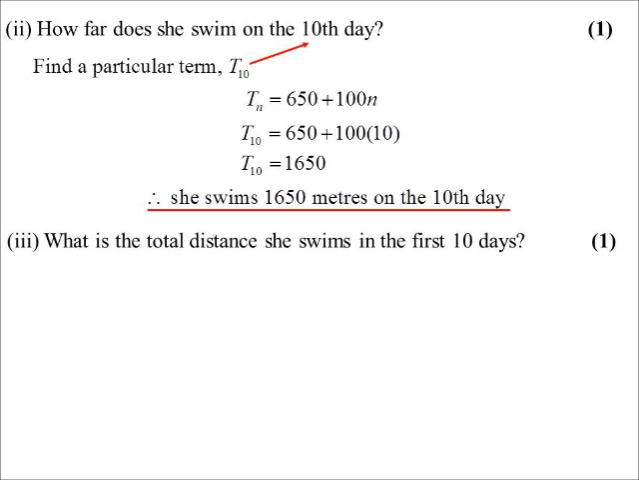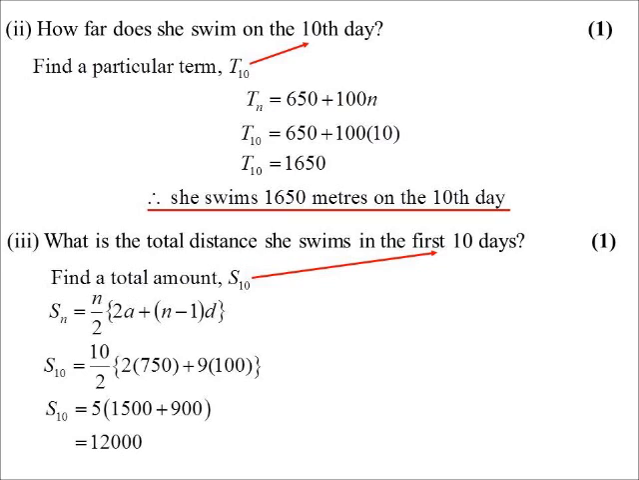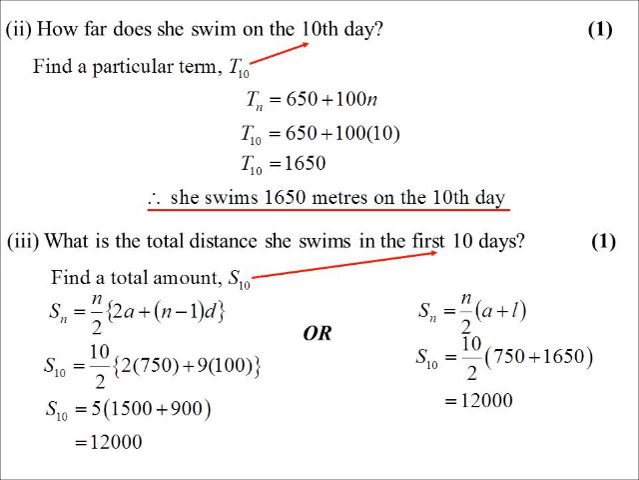Okay, what is the total distance she swims in the first 10 days? So now we want to find the sum, S10. So I'm going to use n on 2, 2a plus n minus 1 d. I suppose I could have used n on 2, a plus l, because we know she swam 1,650 on the last day. So subbing into that one, and we just get 12,000 metres. Or, as I say, I could have used the a plus l formula, and of course it comes up with the same answer.